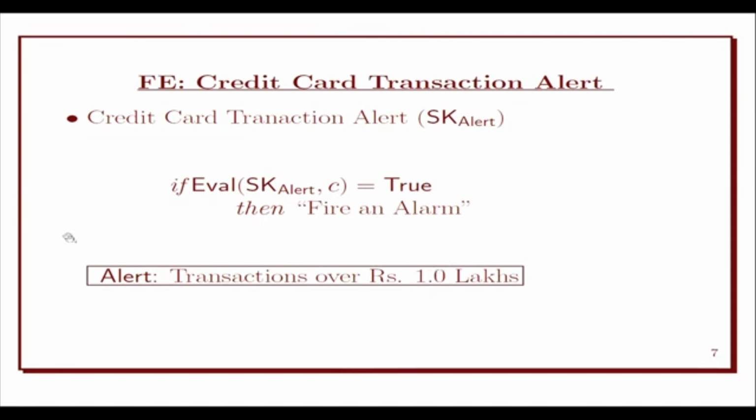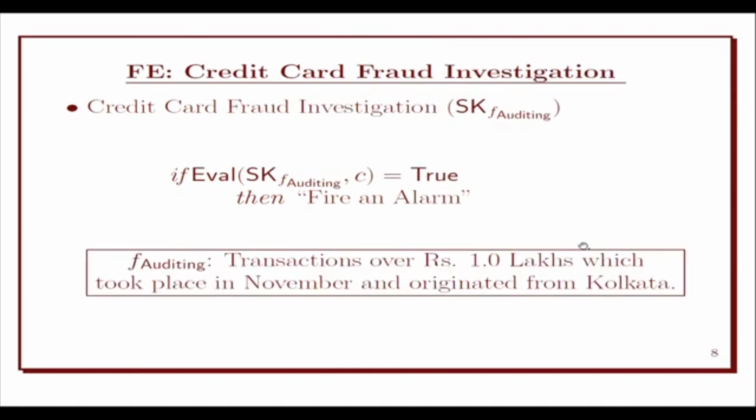Corresponding to this functionality, suppose the cloud server got a secret key. So, if we have a corresponding ciphertext, and the ciphertext is corresponding to that message, that our transaction is more than 1 lakh, then it will be true, and then we fire an alarm. And we can have more refinement on this.